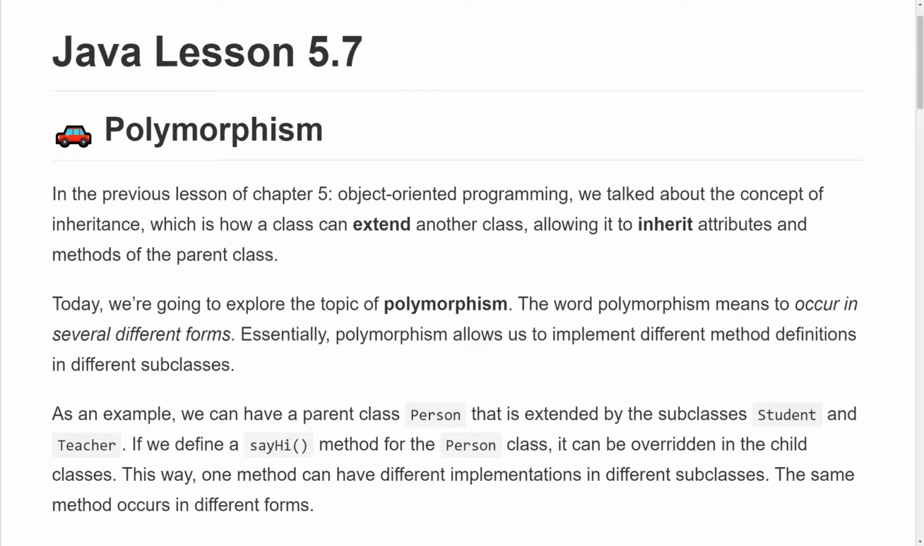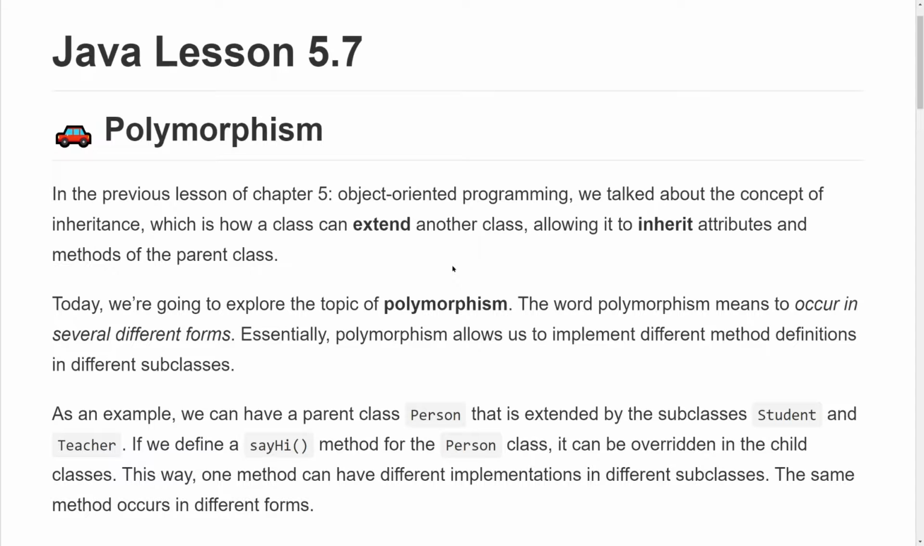In the previous lesson of this chapter, Chapter 5, Object-Oriented Programming, we talked about the concept of inheritance, which is how we can have a class extend another class, allowing the child class to inherit the attributes and methods of the parent class. Today, we're going to explore the topic of polymorphism.